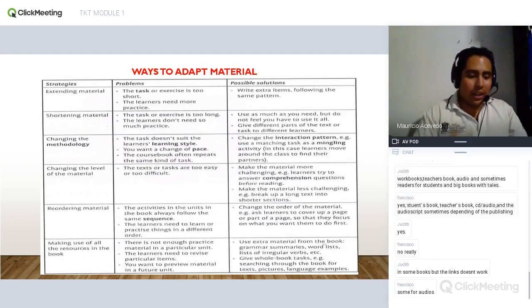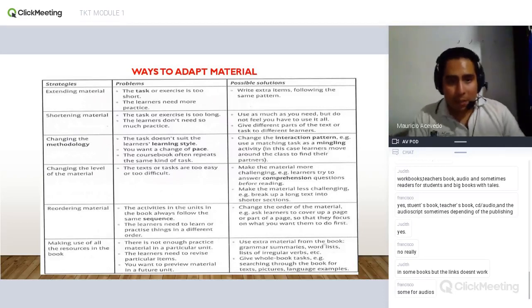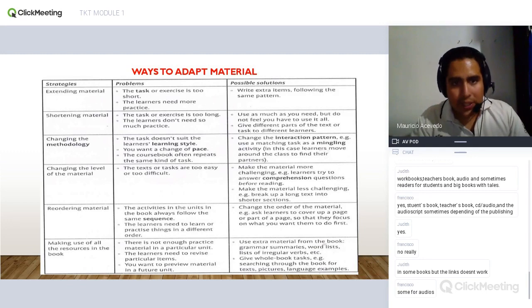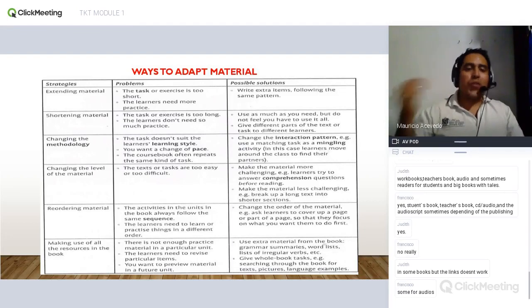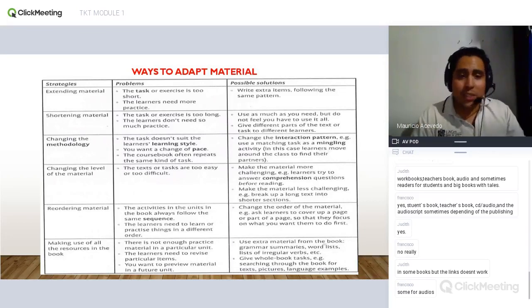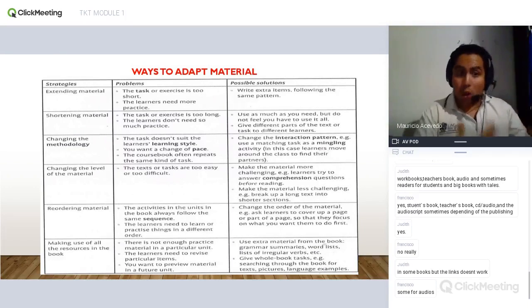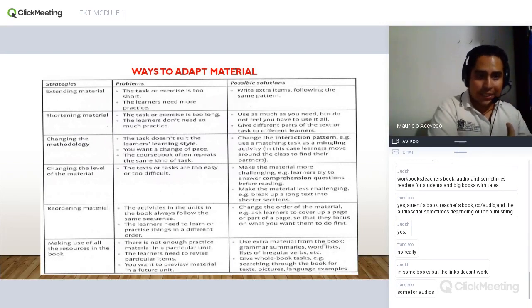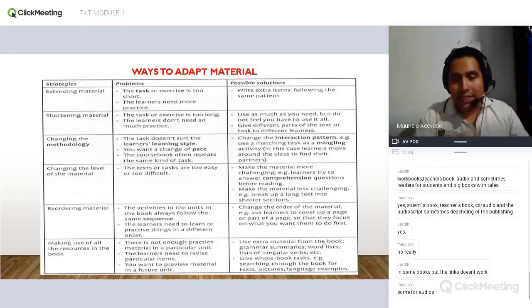Okay. Now let's continue with reordering materials. In this case, the activities in the units in the books always follow the same sequence. The learners need to learn or practice things in a different order. So we as teachers tend a lot to follow the order, to follow the units, to follow the exercises. But remember, you can change it. If you think that before doing the exercises you need to give the explanation, or the other way around, first the exercises, so that you can then give the explanation with the examples, you can do it.